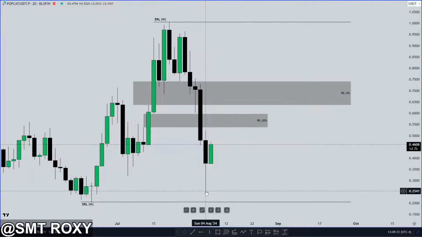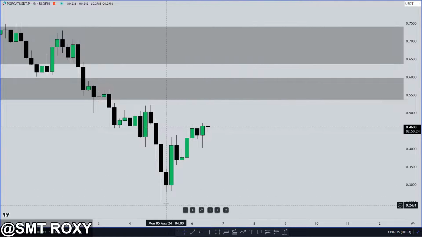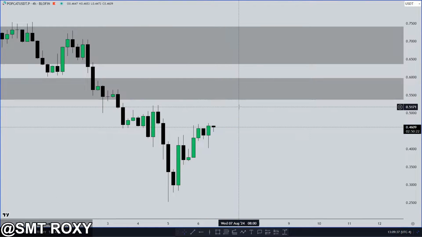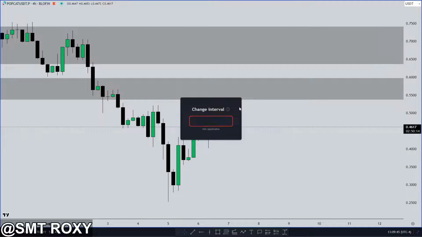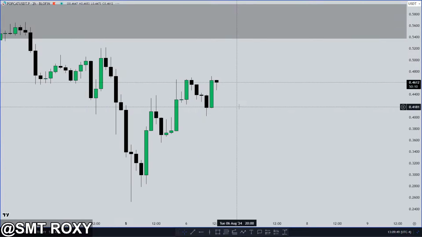Where am I gonna target? This low right here on the 4-hour. Why? It's a key low on the 4-hour. Once we reach into this, I'm gonna look for something on the 2-hour since we have a 2-day. But I would probably prefer a 1-hour, since on the daily it's 1-hour, and on the 2-day, probably 2-hour. And that's really it, honestly.